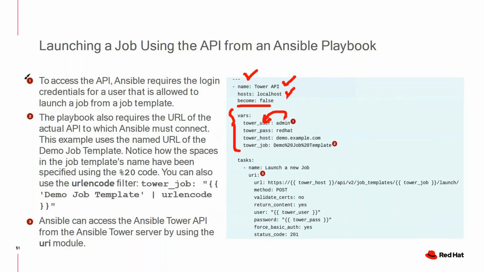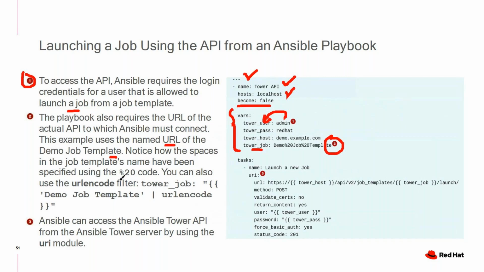And here is the first point. To access the API, Ansible requires the login credentials for a user that is allowed to launch a job from a job template. Second one, the Tower job. The playbook also requires the URL of the actual API to which Ansible must connect. This example uses the name URL of the demo job template.